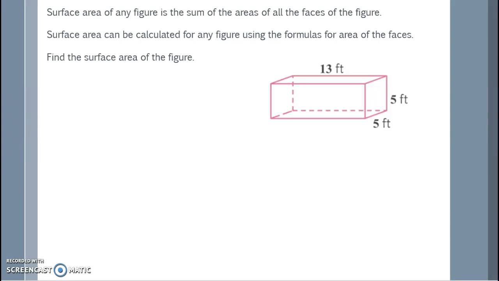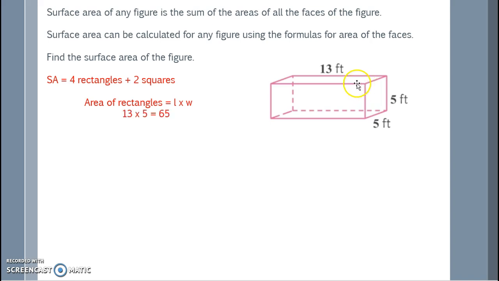Find the surface area of the figure. Here we have a rectangular prism. So we have 4 rectangles, and notice that we have 2 squares here at the end, and then the rest are rectangles. So the area of a rectangle is length times width.